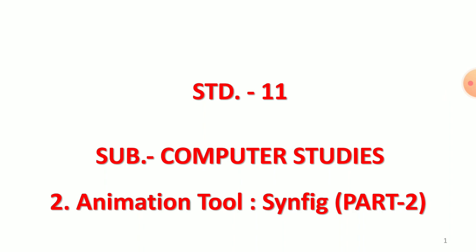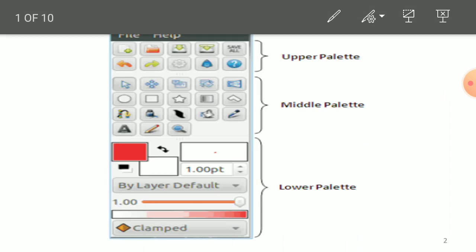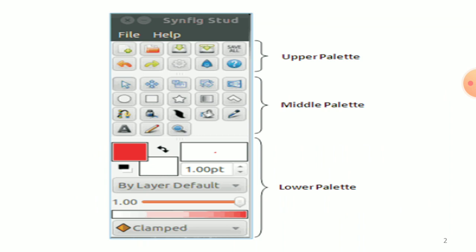Today I will explain Standard 11th, subject Computer Studies, lesson number 2, Animation Tool, Synfig, part 2. Last time I discussed the toolbox, the upper palette, middle palette, and lower palette. The third is very important: the lower palette.